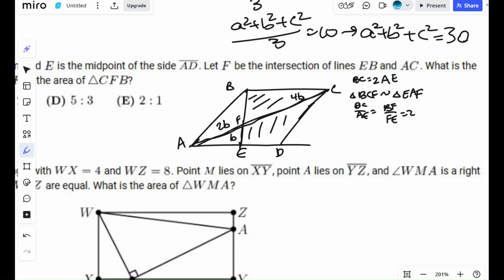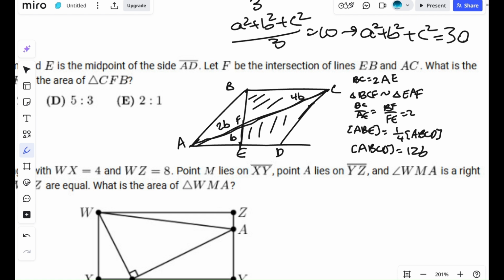And finally, we know that the area of ABE is a quarter of the area of ABCD. This is because the area of ABE is half the area of ABD, because AD is twice AE, and the area of ABD is half the area of ABCD because BD is a diagonal. So that means that the area of ABCD is 4 times 3b, which is 12b.